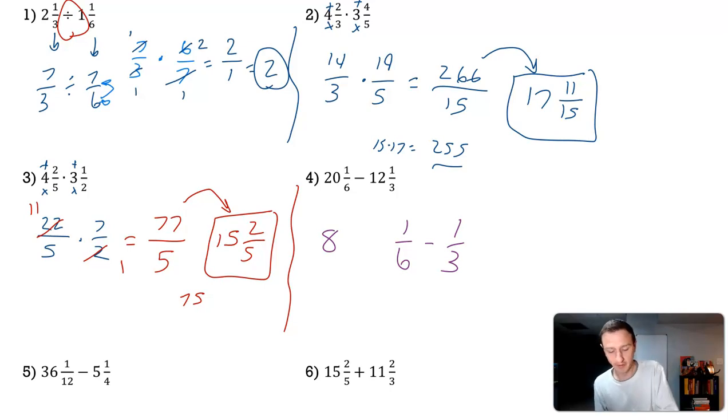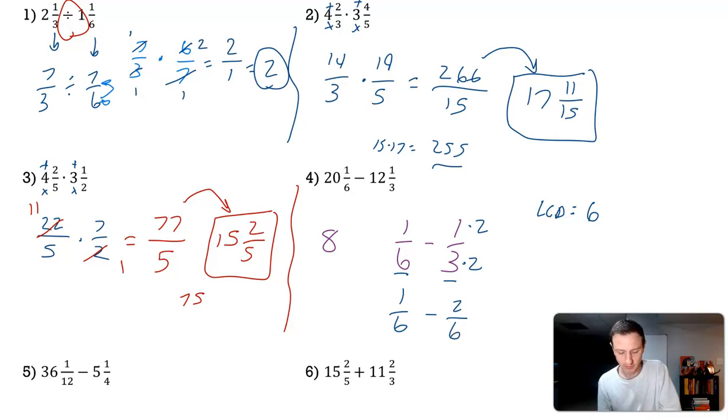So this isn't too bad if you want to convert, but we want the LCD here of 6 because 6 goes into 6, 3 goes into 6. So I'm just going to make that LCD of 6. So that means I'm going to multiply this by 2. Get 1 over 6 minus 2 over 6. 1 minus 2 is -1.